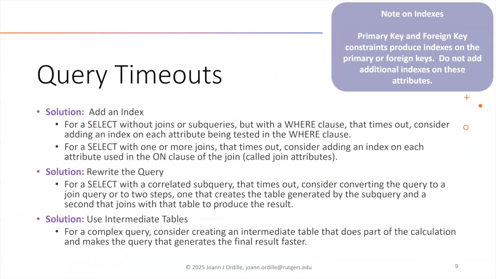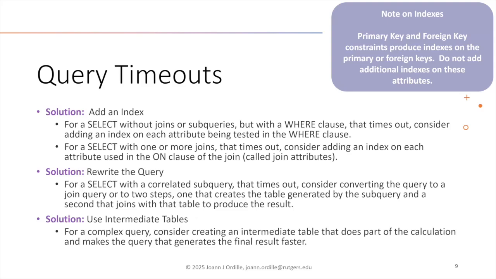Next, you might be here because you're having query timeouts. The first thing to know in the area of query timeouts is that there are certain indices or indexes on your table that are created automatically. You automatically get an index if you declare a primary key. You automatically get an index if you declare a foreign key. So it's never necessary to add an index for your primary key or your foreign keys.